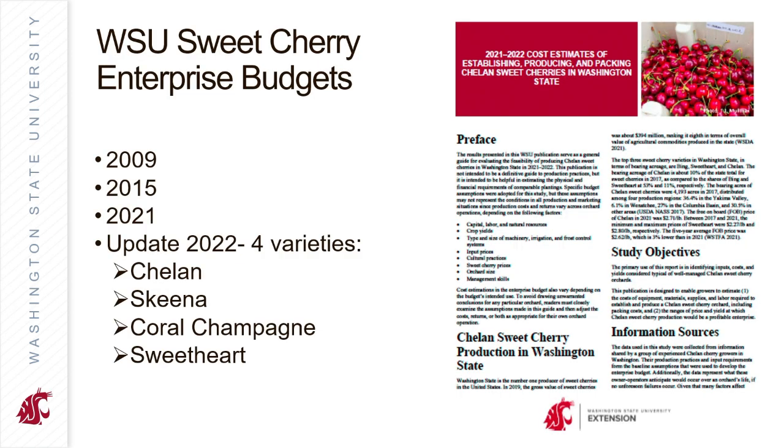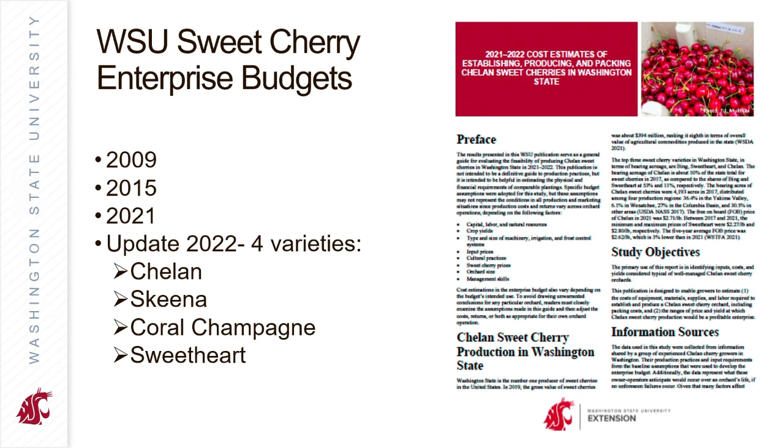Having problems passing. Okay, there you go. So at WSU we have produced different sweet cherry enterprise budget studies. Since I was hired in 2008, we have been working on a sweet cherry production study in 2009, then 2015, 2021, with an update of 2022. The 2022 has 4 varieties. We try to get a different basket of varieties, having early harvest, mid-harvest, and late harvest: the Chelan, Skeena, Coral Champagne, and the Sweetheart.